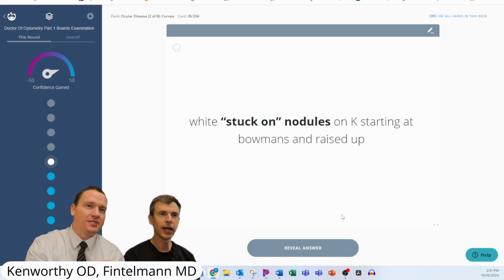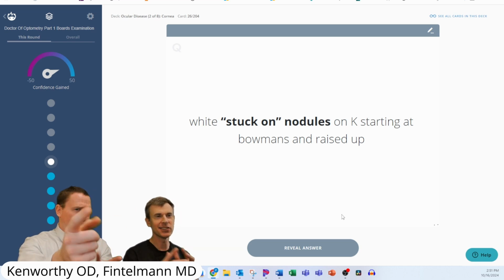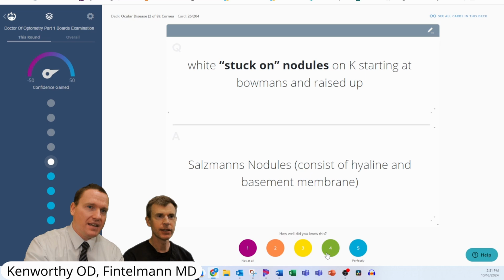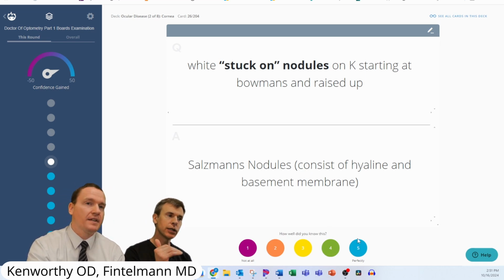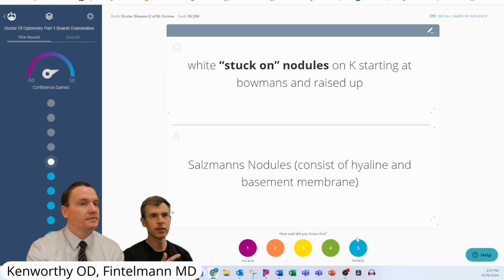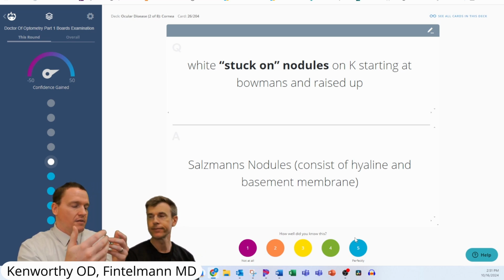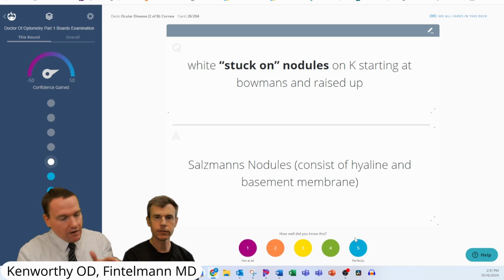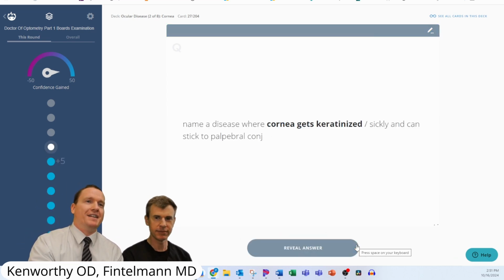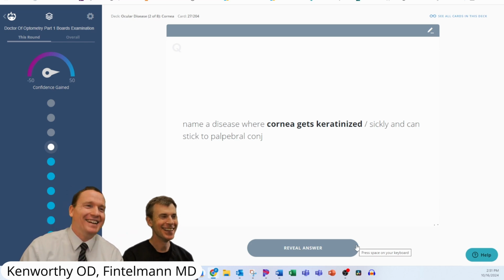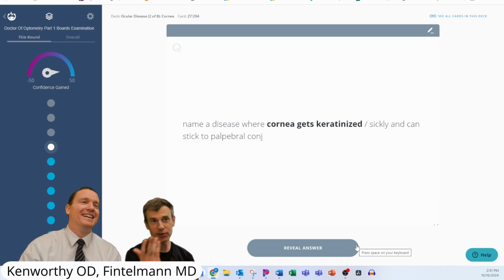White stuck-on nodules. They already gave half the answer with nodules, didn't they? We've got to be talking about Salzmann nodules, that's right? Salzmann's, because of hyaline and basement membrane. It's usually on top of Bowman's, hence basement membrane, the basement membrane of the epithelium. We say subepithelial. Could you not say subepithelial or on top of Bowman's? It's the same thing, between the two. The epithelium doesn't grow through it or under it, so it's subepithelial.